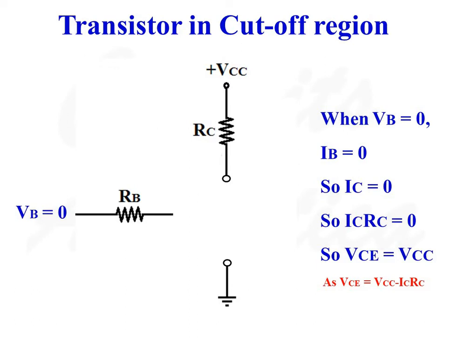So this is the equivalent diagram of a transistor in cutoff region. There is no current flow to the base. So base current IB is equal to 0. So there is no current flow through the collector. So collector current IC is equal to 0. So voltage difference between collector and emitter is equal to plus VCC, as voltage drop across collector resistance RC is equal to 0.